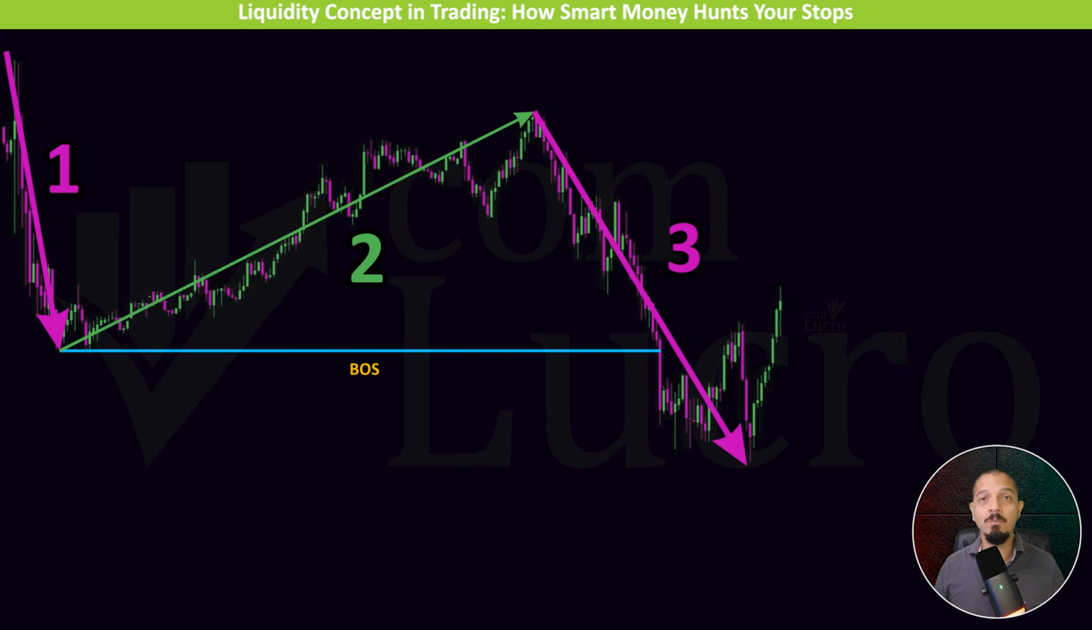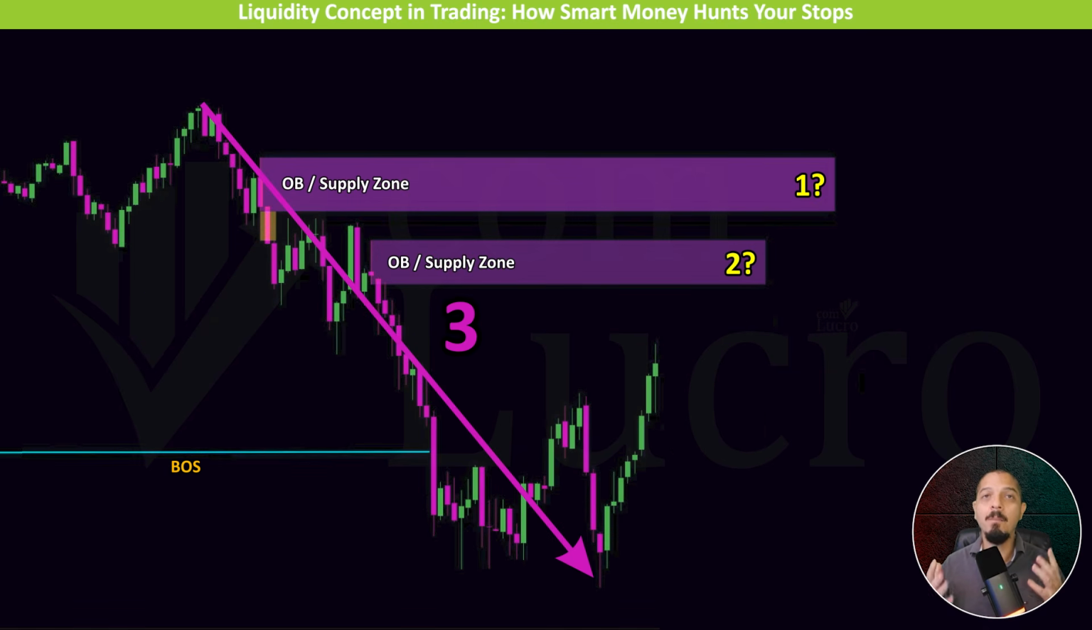After that, movement number 3 is another impulsive move to the downside with a break of structure. It is this last movement, number 3, whose retracement we are now analyzing. You should never try to buy in a downtrend or attempt to predict a reversal. That is one of the worst mistakes a trader can make.